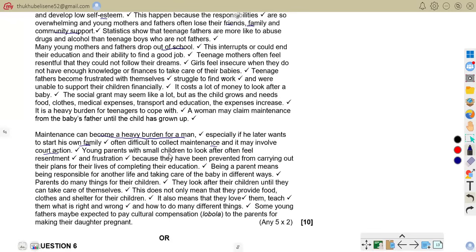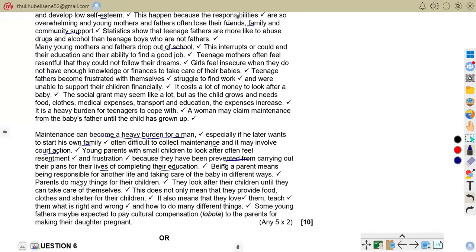Young parents with small children to look after often feel resentment and frustration because they have been prevented from carrying out their plans for their lives or completing their education. That frustrates them because they are no longer going to follow up on their plans, because now they are parents.